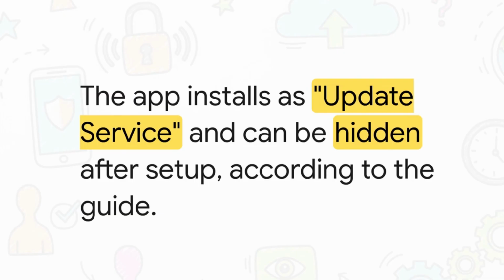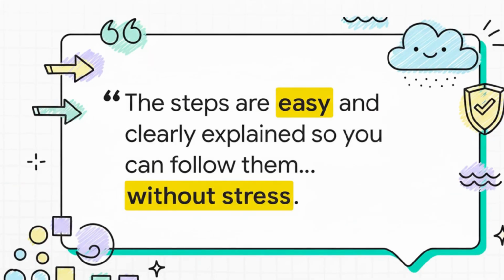The app doesn't show up on the phone as SpyX. Nope. It installs with the generic name Update Service. And the guide is very clear that after it's set up, the app can be completely hidden from view. And just to put users at ease, the guide really emphasizes how simple this all is. It says the steps are easy to follow so you can do it all without stress.